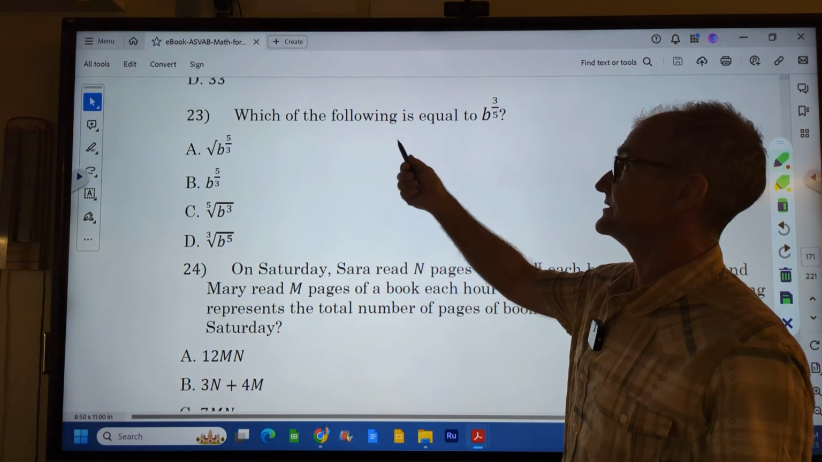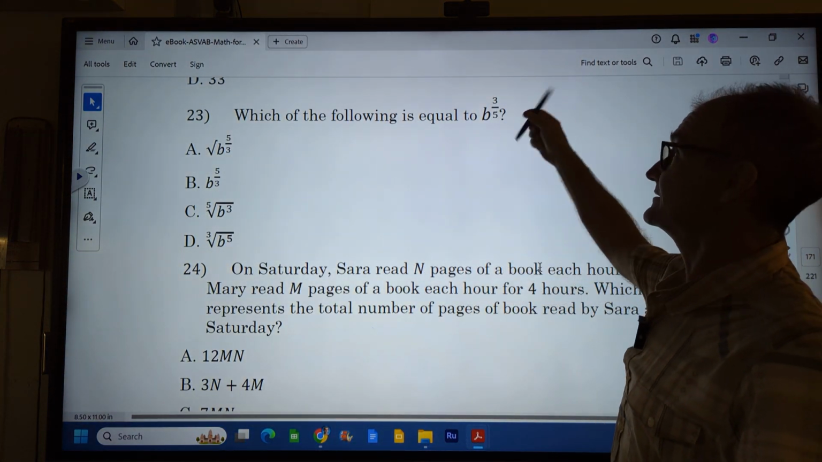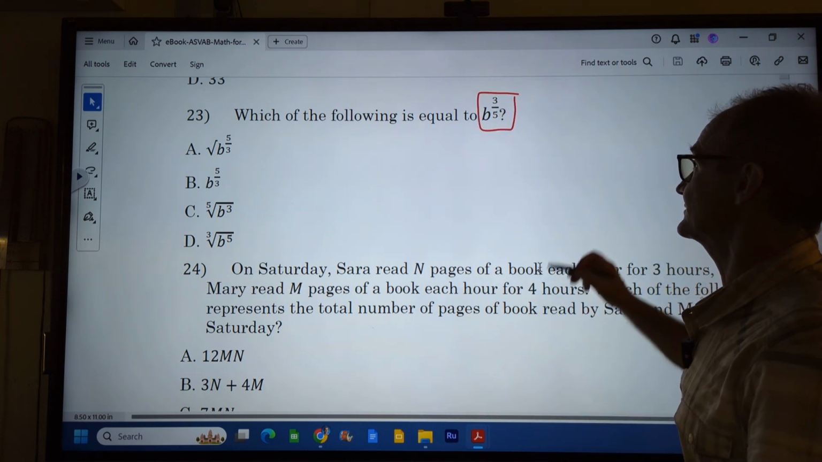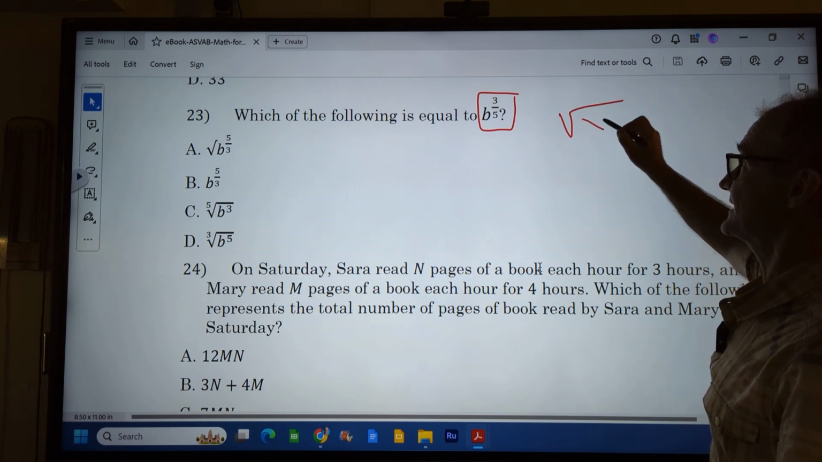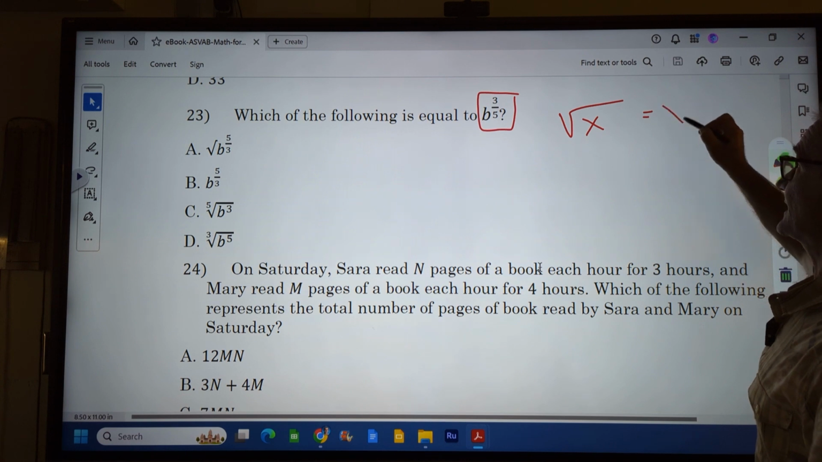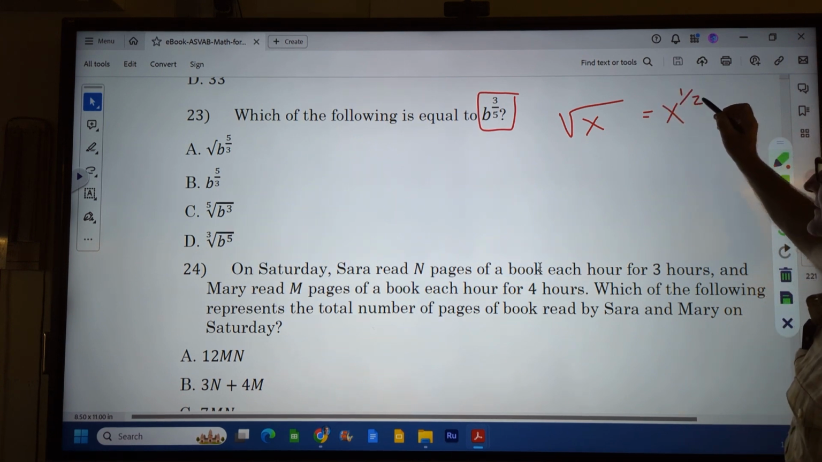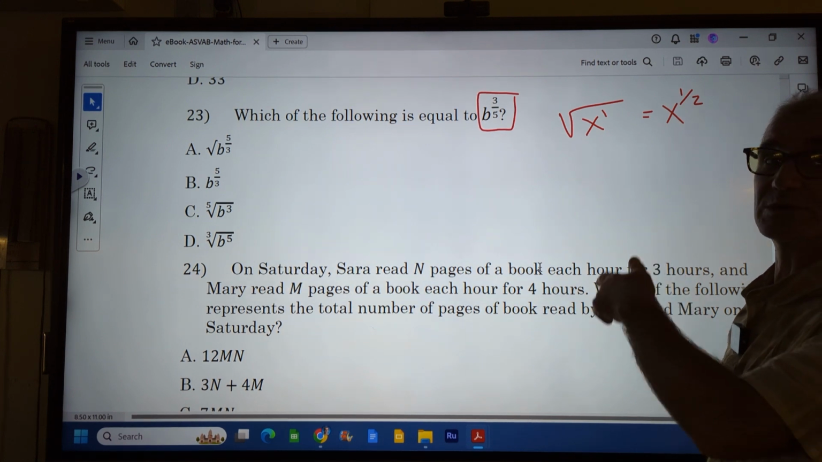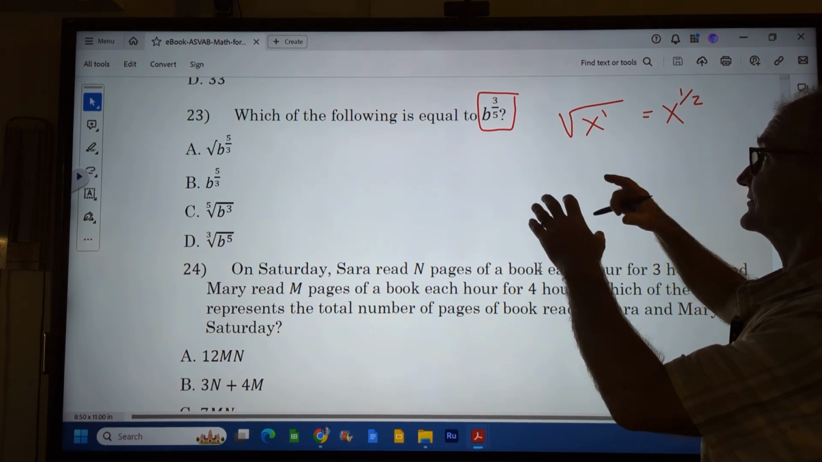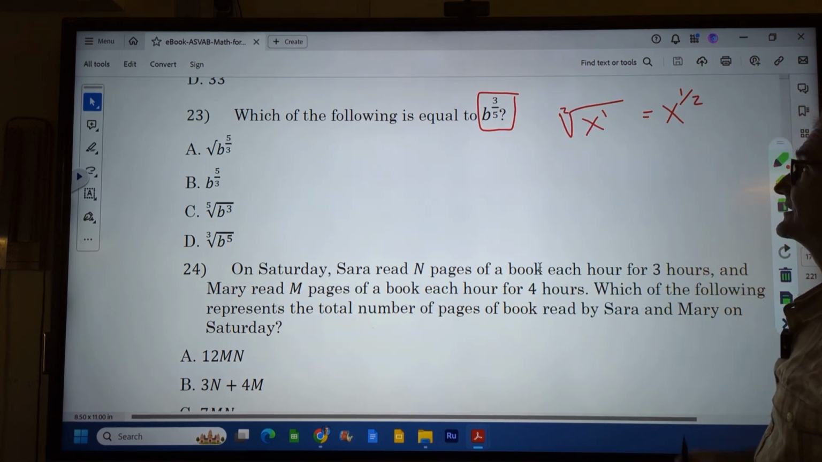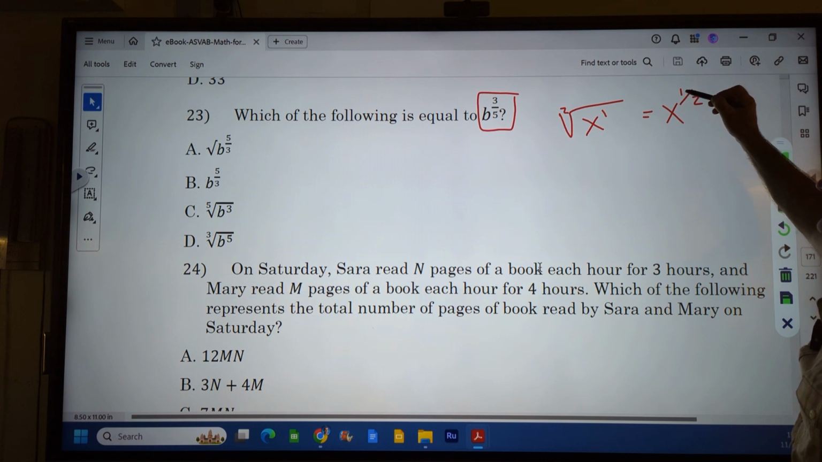Number 23, which of the following is equal to b to the 3/5? So this you have to know the definition of square roots. If I have the square root of, say, x, and there are no numbers written on there, that's equal to x to the 1/2. There's no number on the x, so it's implied it's a 1. This is a square root, meaning that it takes the square root of a square, so it's implied it's a 2. So this number right here is the numerator. That number right there is the denominator.